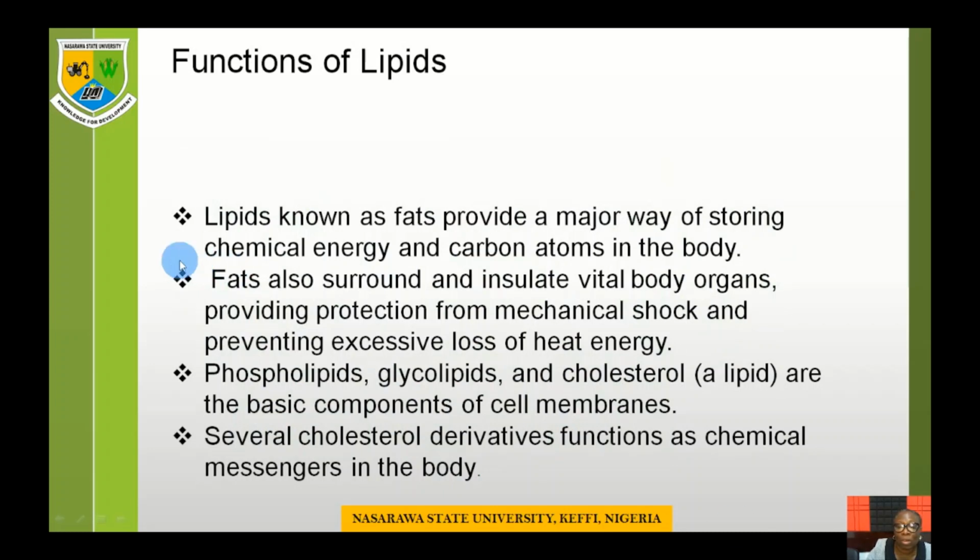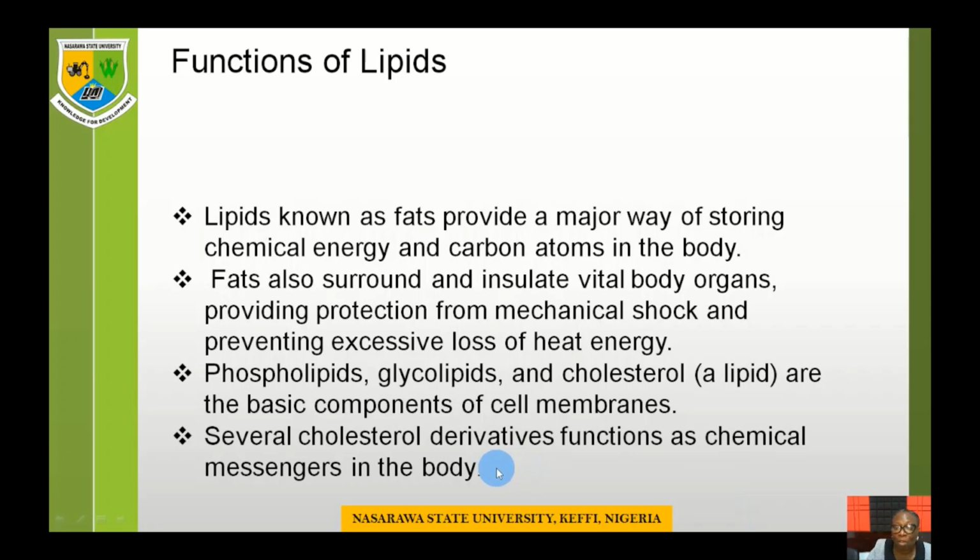So what I've explained there is what I have in bullet points here. They are a major way of storing chemical energy and carbon atoms in the body. Fats also surround and insulate vital body organs, providing protection from mechanical shock and preventing excessive loss of heat energy. Also, phospholipids, glycolipids, and cholesterol are the basic components of the cell membranes. Then several cholesterol derivatives function as chemical messengers in the body.